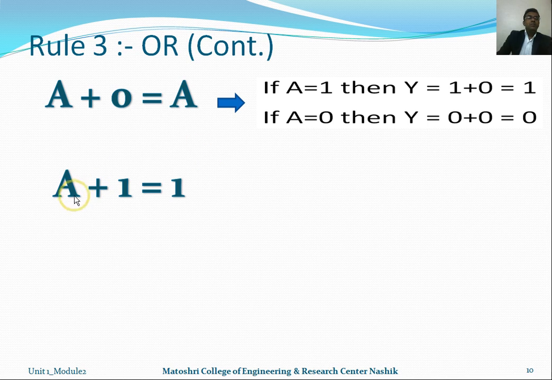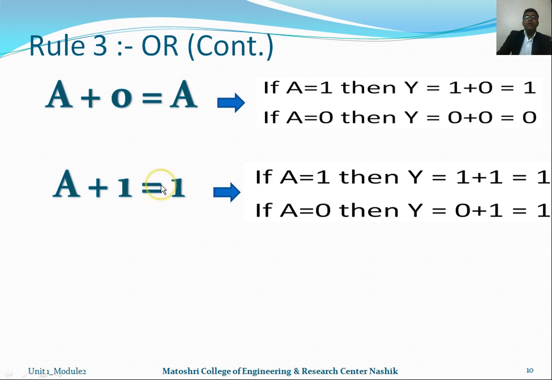That is an important rule. Then another one is A ORing with 1, where we always get the output as 1, high. How? If the A value is 1, put the value of A as 1. So 1 OR with 1 gives the output as 1. Even if we change the A value to 0, the output is 0 OR 1, which is nothing but 1. So A OR with 1 gives output 1.